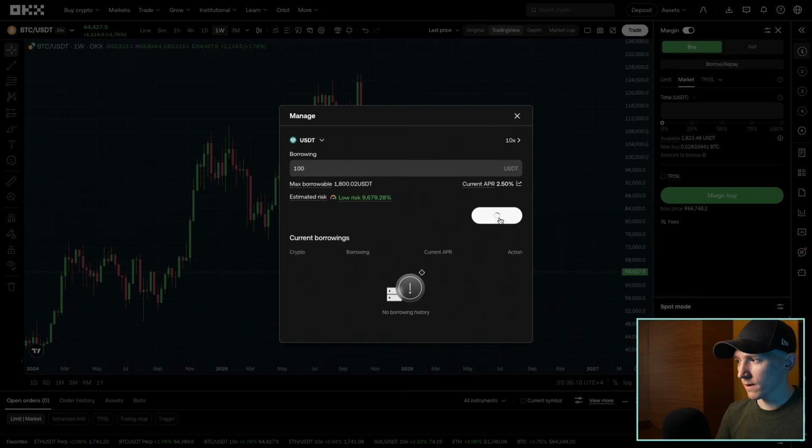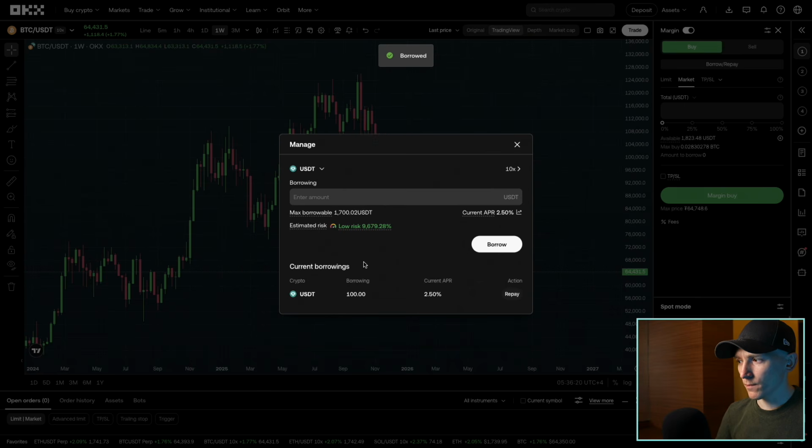If we want to borrow, let's say borrow here, and that's borrowed. So I now have a $100 debt. All right, this is the loan that I have, and my current interest rate, 2.5%. If I want to repay this, then I can go ahead and do that right here. And how do you repay? Well, you're going to need USDT in your account.